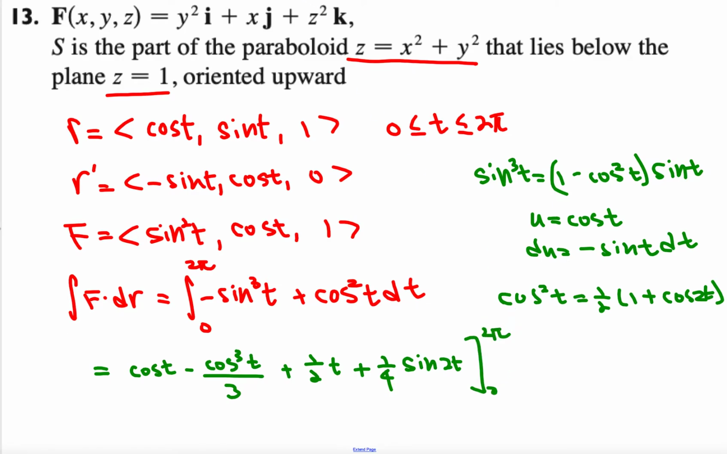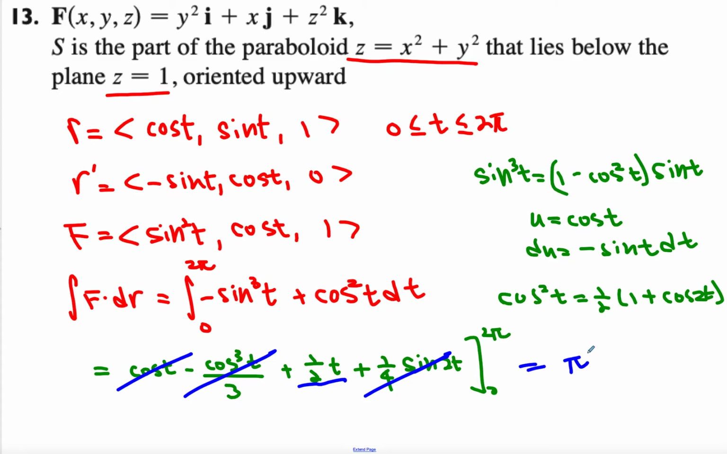But one thing about going from 0 to 2 pi: you'll realize that cosine cubed t and sine of 2t will all become 0, whether you plug in 0 or 2 pi, because they're the same value. So this is equal to 0, 0, 0. The only thing that remains is this one, so what we end up getting is pi as our answer.